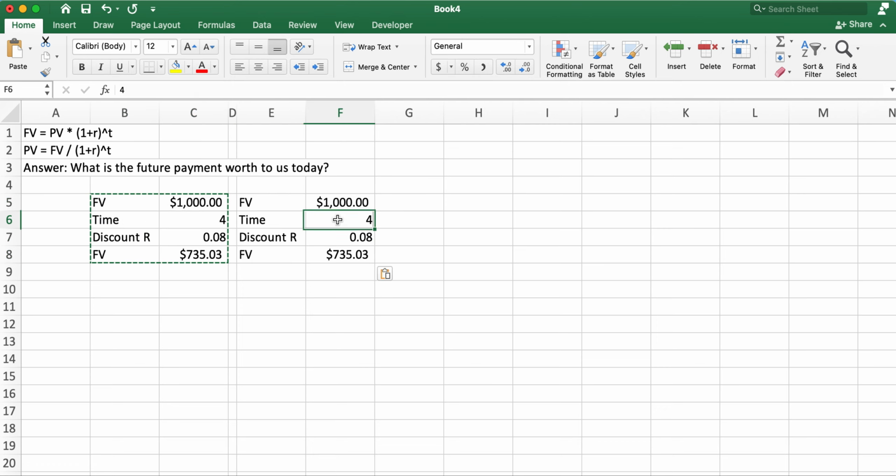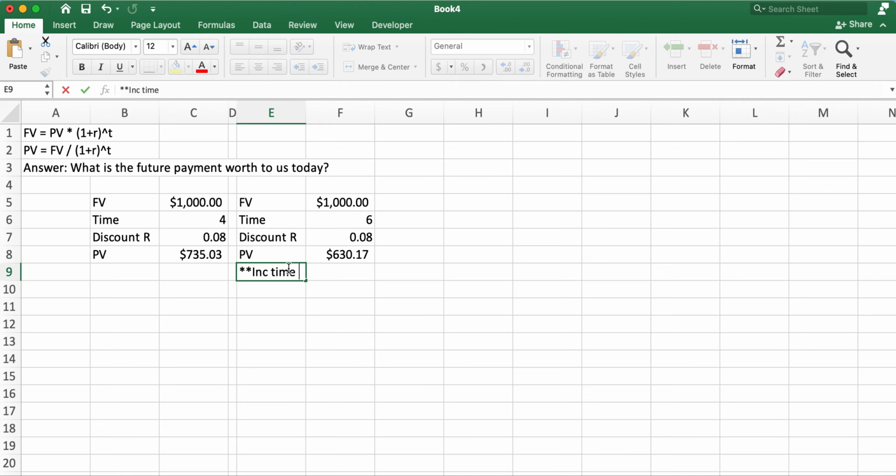So now let's say instead of 4 years, we're going to put it out for 6 years. What I believe we are going to see is that our present value is going to drop. This should be a present value, and I apologize for that. Present value. And we see a drop because it is worth less to us today because we don't get paid out for 6 years as opposed to 4. So we're going to say increase time, decrease present value.